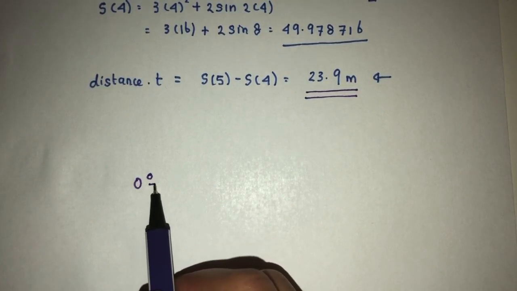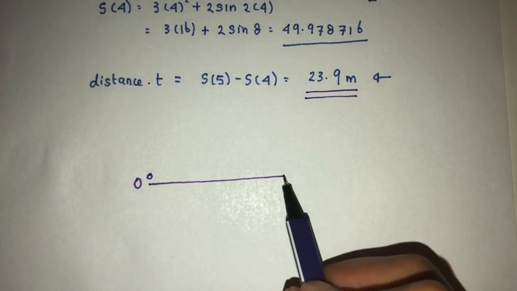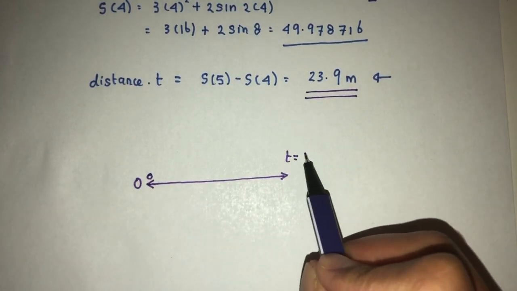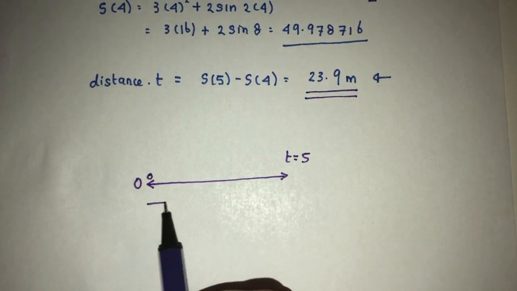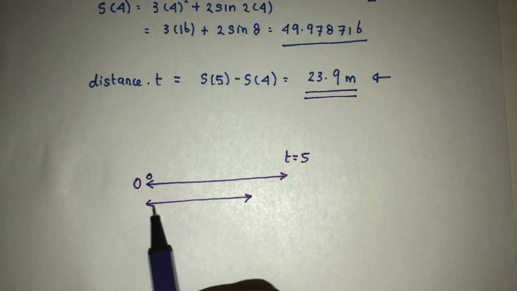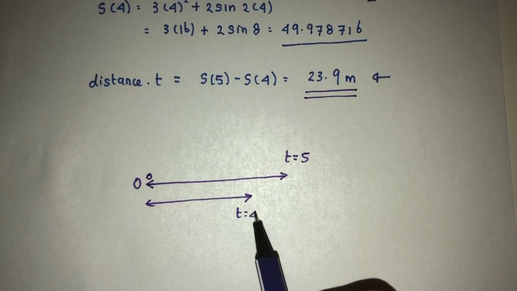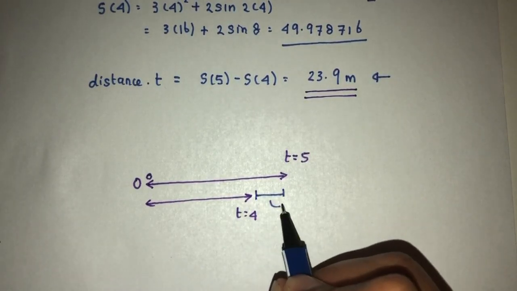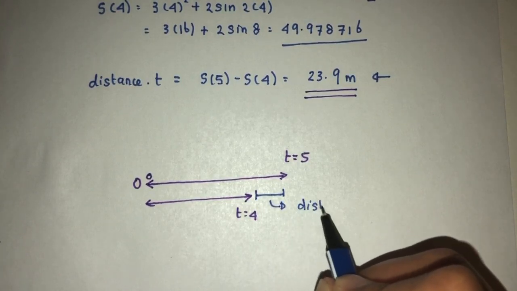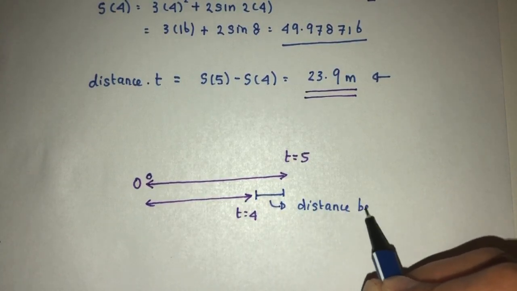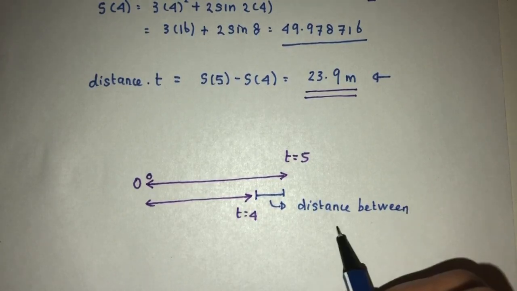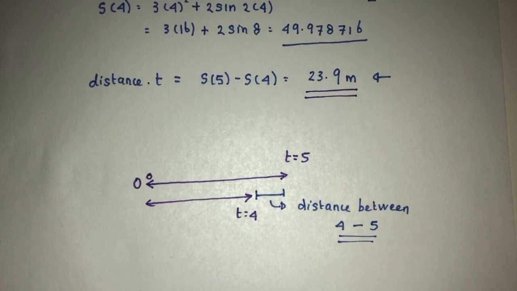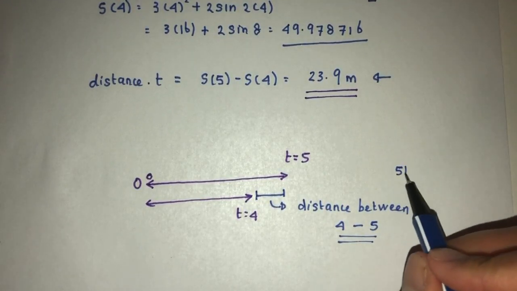So basically what I did was I found the distance from the point O at time t equal to 5 and distance from the point O at time t equal to 4. So the difference here will be the distance traveled between time 4 to 5, which is the value that we are trying to find, which is the 5th second.